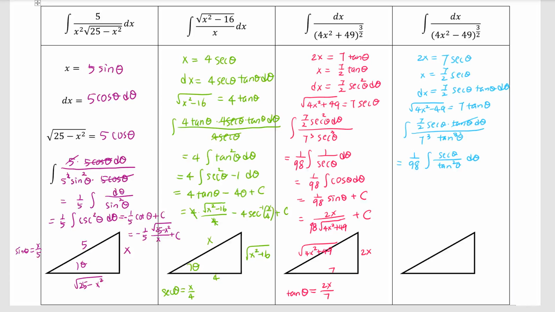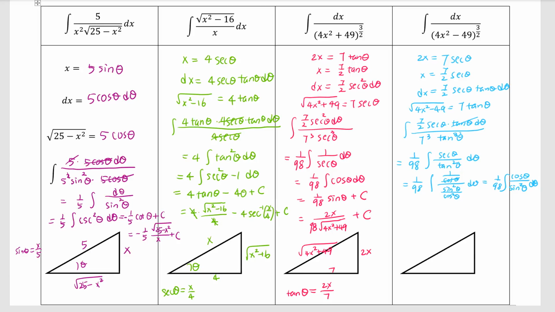What happened? See, the power of secant is odd and the power of tangent is negative, so change it to sine and cosine. Secant is 1 over cosine, and tangent is sine over cosine. You see the cosines cancel? So this is actually cosine in the numerator and sine squared in the denominator. So far, so good, everybody?